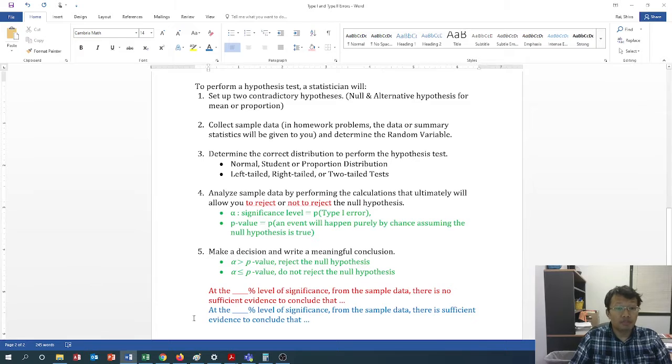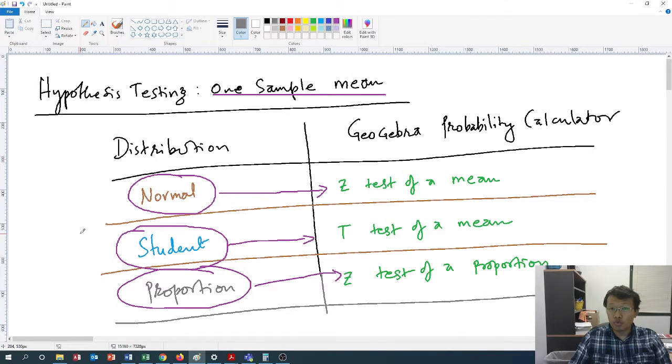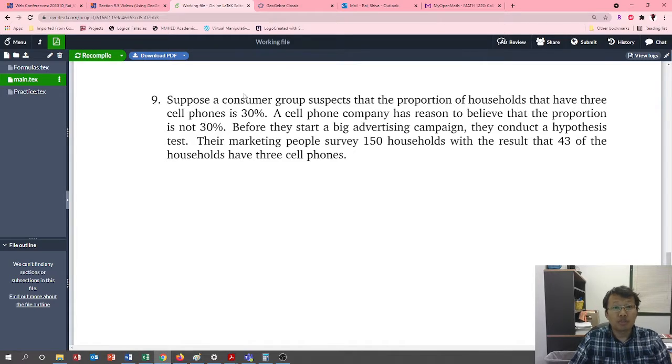Okay, so in this video, we'll be working on a problem related to proportion distribution for hypothesis testing of one sample mean. And for that, we use the z-test of a proportion. Suppose a consumer group suspects that the proportion of households that have 3 cell phones is 30%.